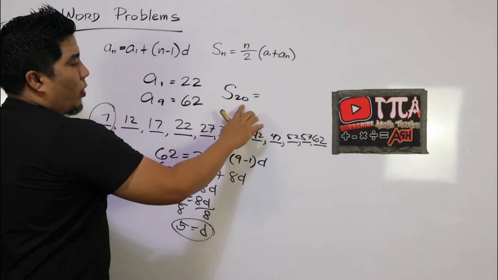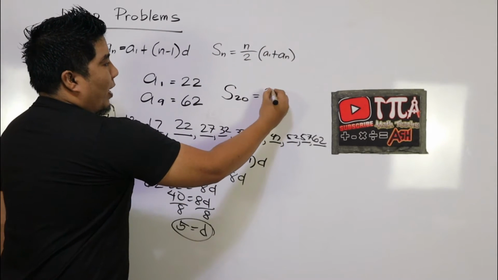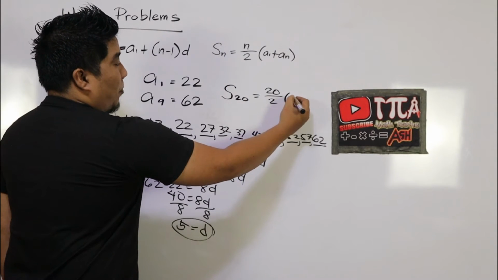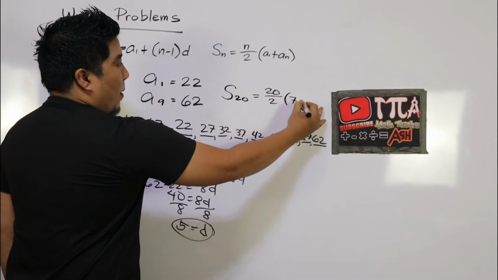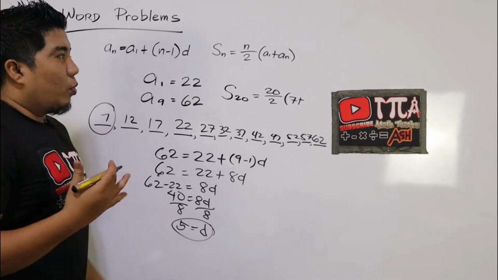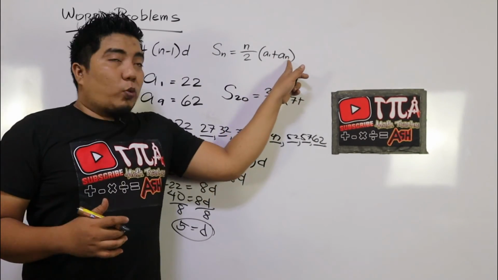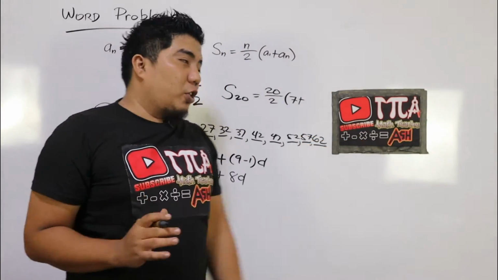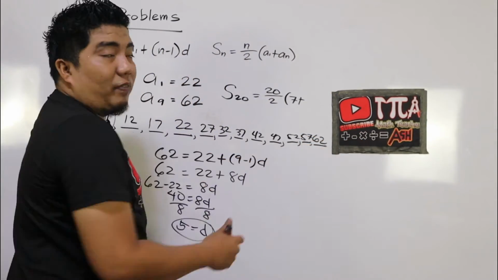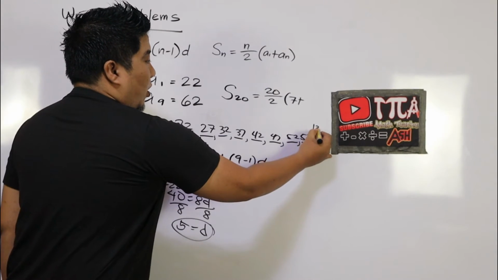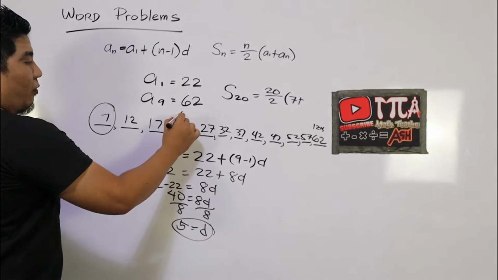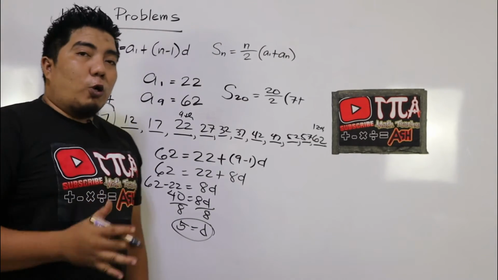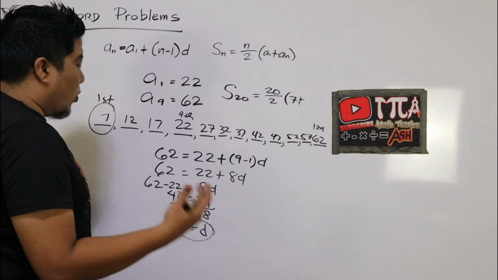Since we are talking about 20 terms, we have 20 over 2 times our first term, that is 7, plus... okay, so the question is, what is the 20th term? Because what we need to do here is to know the first 20 terms. This is just the 12th term. This is our 4th term, which is the original, and this will be our first term. We need to know the 20th term. So how do we do that?